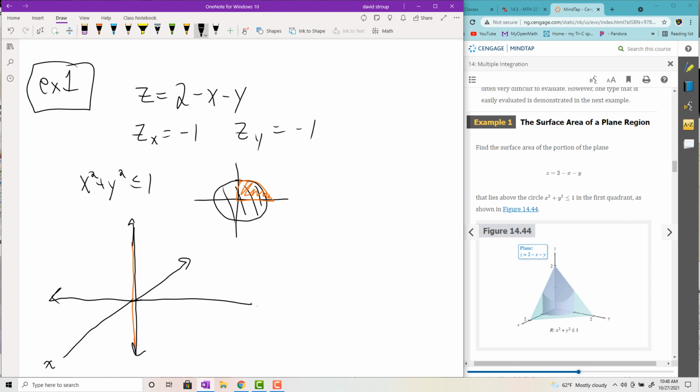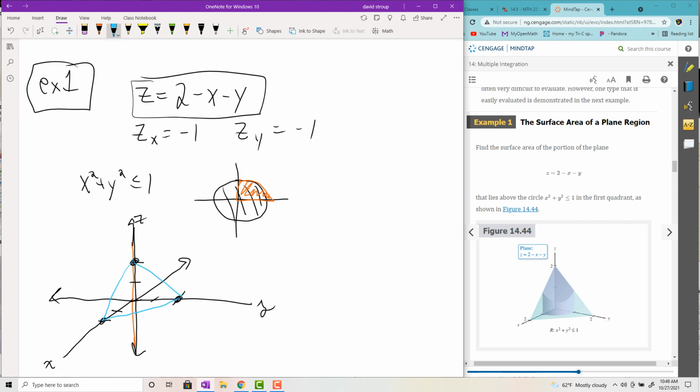This is x, this is y, this is z. So let x and y equal 0, z will be 2. So I'm working with this function here. Let z and x equal 0, so y will equal 2. And then let y and z equal 0, so x will end up equaling 2 if you solve for it. And that's kind of the plane that you're working with.